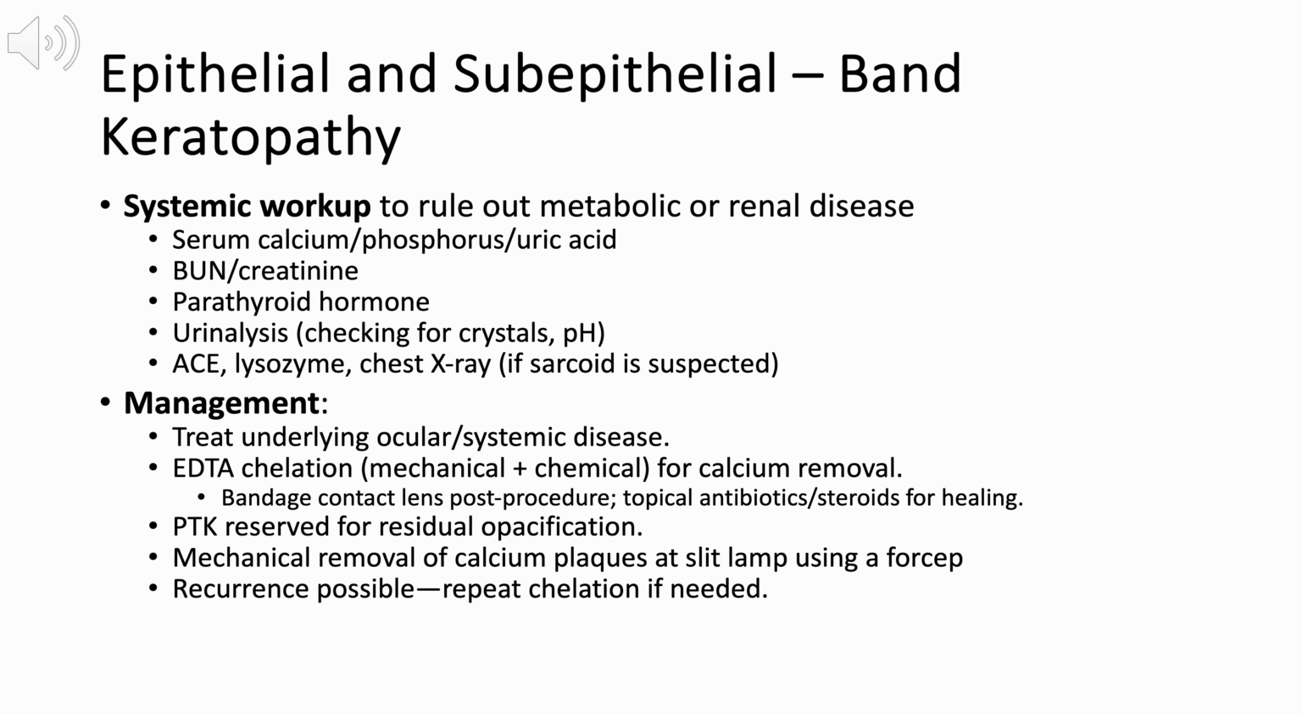If no obvious etiology is noted, band keratopathy may require a systemic workup to rule out metabolic or renal disease. This evaluation includes checking serum calcium, phosphorus, and uric acid levels, as well as BUN and creatinine. Parathyroid hormone levels should be measured and urinalysis performed to look for crystals and assess pH. In cases where sarcoidosis is suspected, tests such as ACE, lysozyme, and a chest X-ray may be indicated.